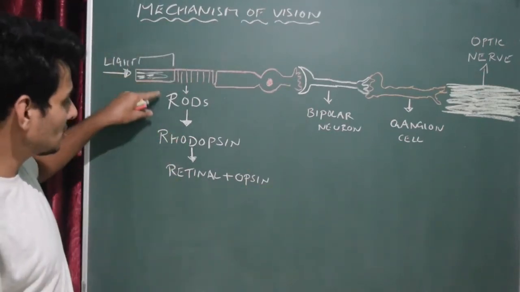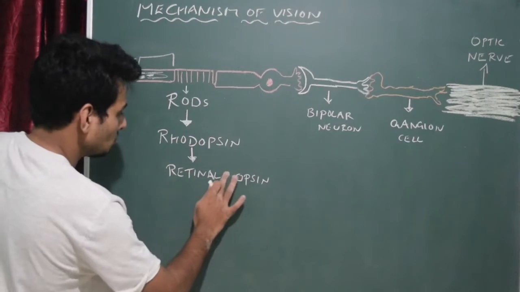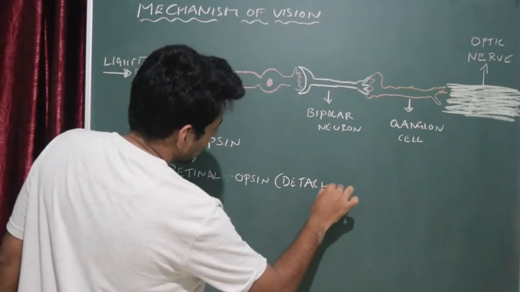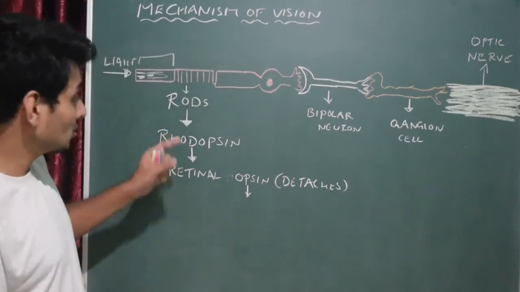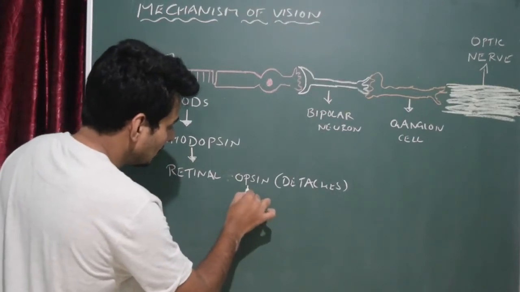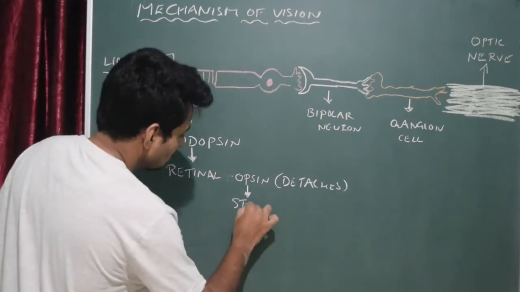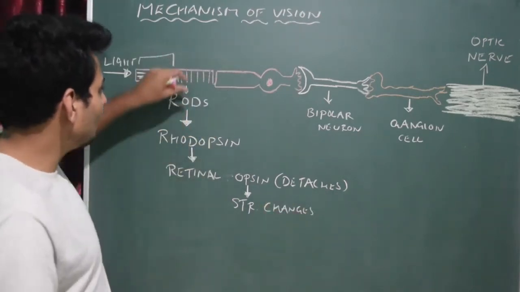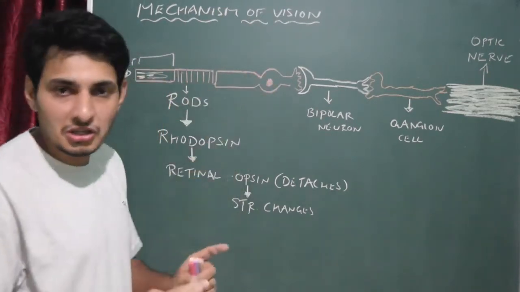When the light hits the rods, the retinal detaches from opsin, or opsin detaches from retinal. So they separate. So you see the separation. Both detach, and opsin is an important protein, which makes rhodopsin along with the retinal. The opsin now detaches, and as a result the structure of the opsin changes. This change in the structure of the opsin will change the entire structure of the rods. This is what is happening inside the rod. Action potential is not generated here.